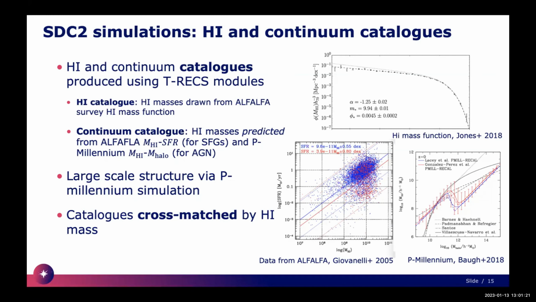And what we needed to do was take those two catalogues and match them up. So we did that. So each source would have a continuum flux density and an integrated flux density of the H1 emission. And we applied large-scale structure to the catalogues by using the results of the P-Millennium simulation, which contains clustering. And the cross-matching between those two catalogues was done according to their H1 mass. So you can read more about how the simulations were made on our website and in our paper that's coming out soon.